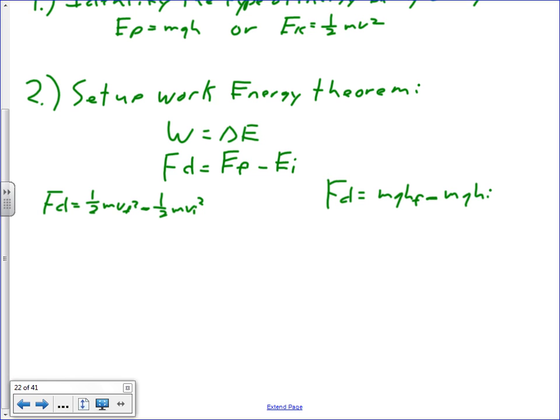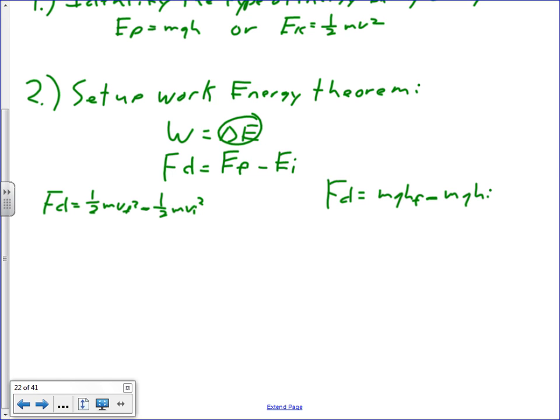1/2 mvf squared, final velocity, because that would represent the final kinetic energy. Everyone follow? And then this is 1/2 mvi, the initial velocity or initial speed. That would give me the initial kinetic energy. That helps me calculate the change in the kinetic energy of that object. And it's the same idea over here: m times g times the final height minus m times g times the initial height. That gives me the change in gravitational potential energy.